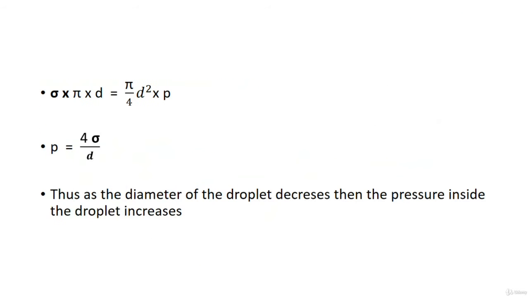Upon rearranging the equation and cancelling out the similar terms on both sides, we get the equation: pressure intensity inside the droplet P is equal to 4 sigma by d. The diameter comes in the denominator. Hence, if the diameter of the droplet decreases, then the pressure intensity inside the liquid droplet increases.